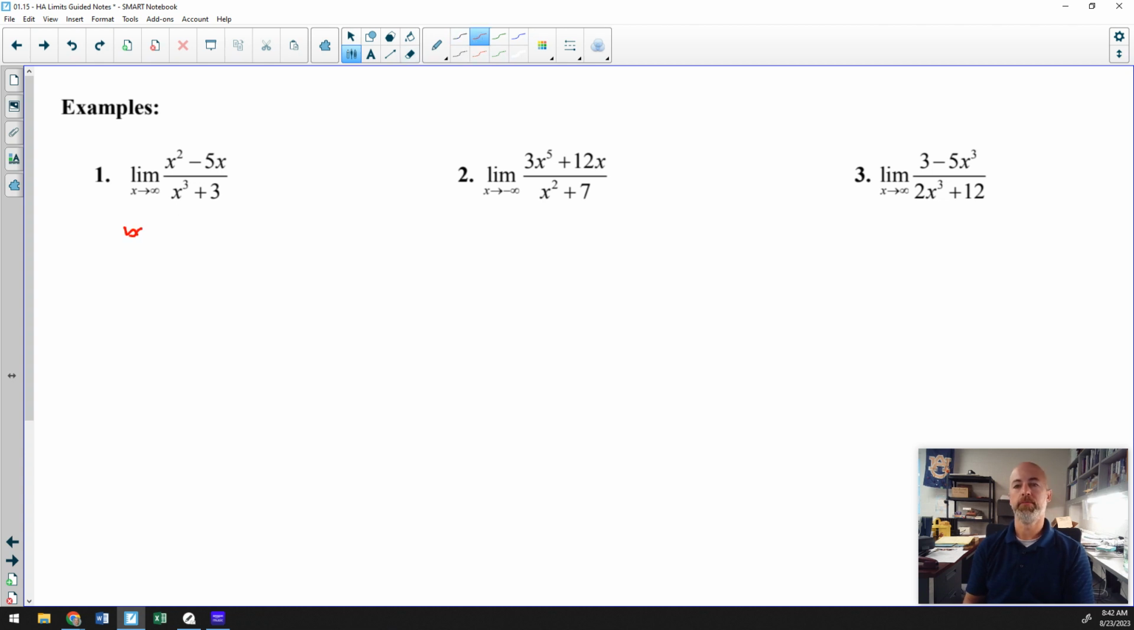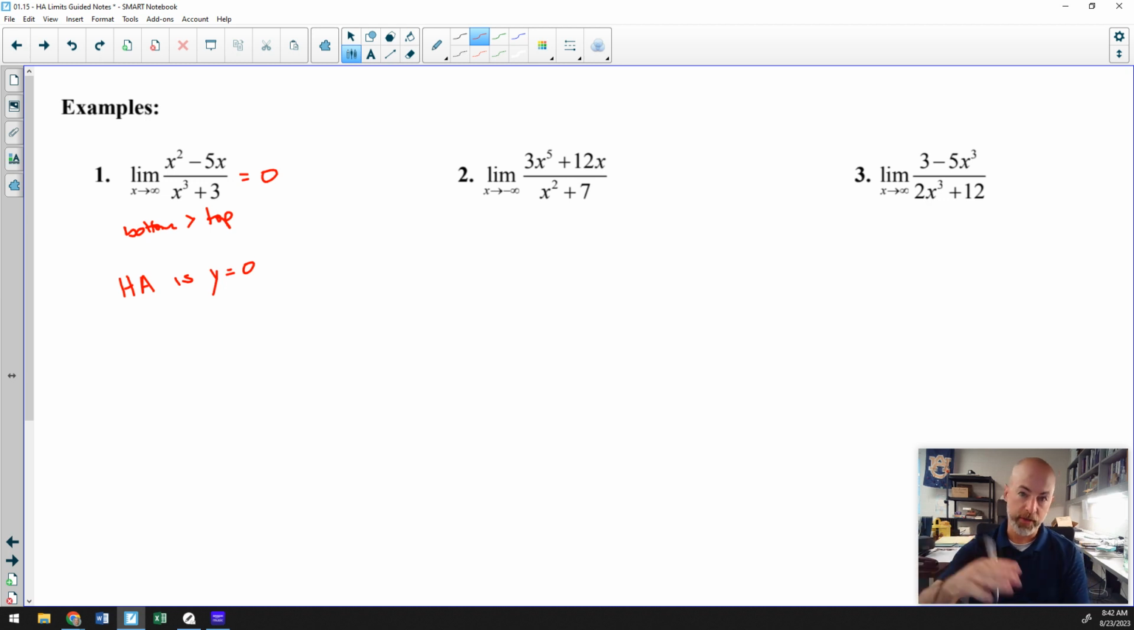And if that is the case, then you can compare the degree on top and bottom. Here, the bottom is bigger than the top. And if the bottom is bigger than the top, then the answer to this limit would be 0. Now, the limit answer is 0. If you are asked to find the horizontal asymptote, then you would say the horizontal asymptote is the equation y equals 0.